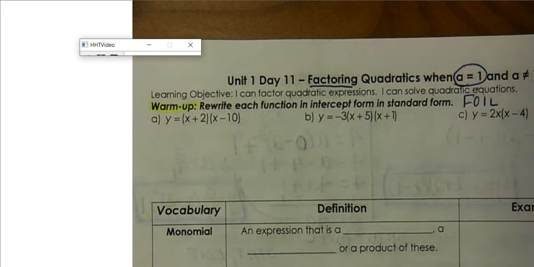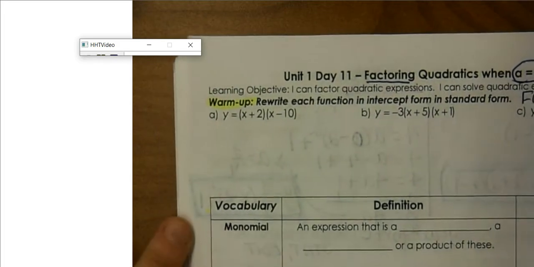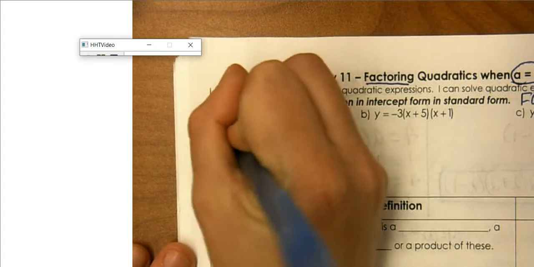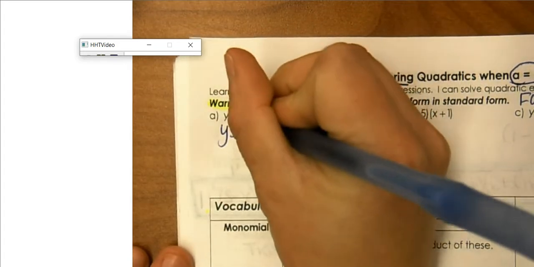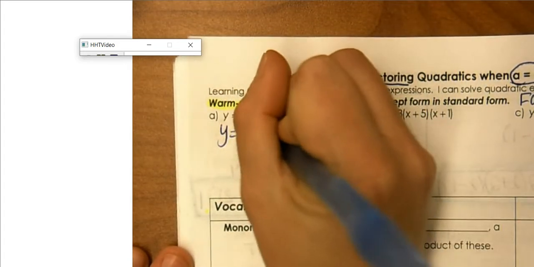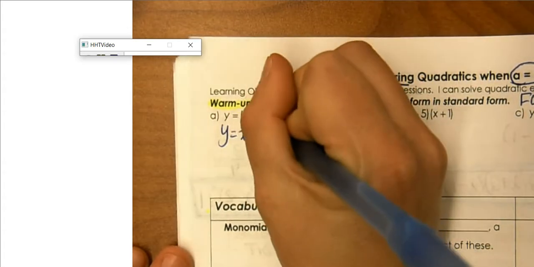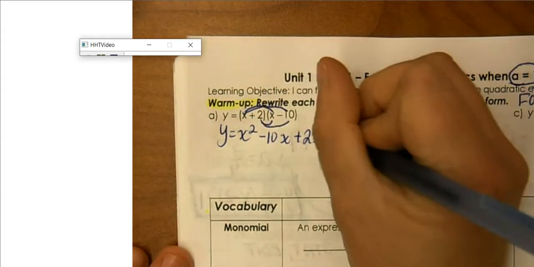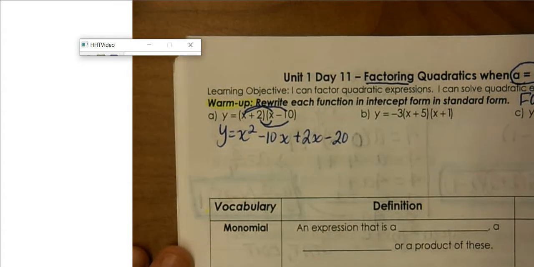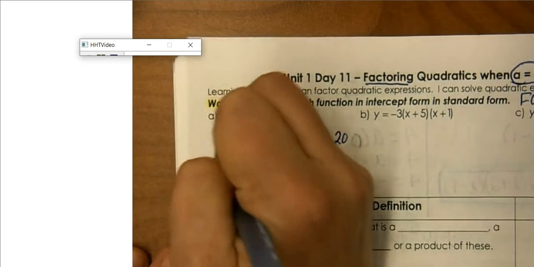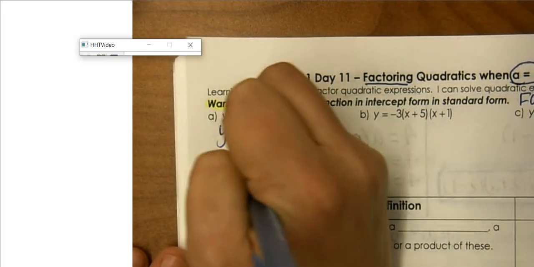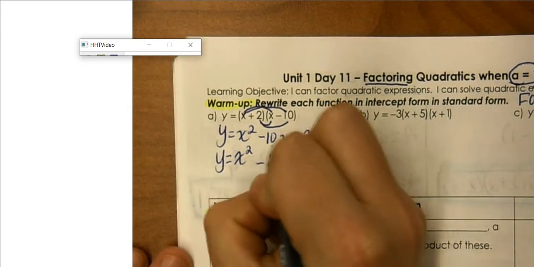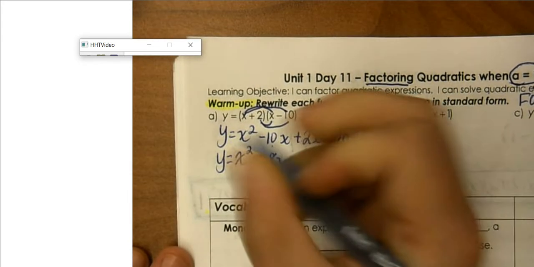All right, let's go ahead and look at letter A. In letter A, I'm going to multiply x times x to get x squared. Then I'm going to multiply x times negative 10 to get minus 10x. Then I'm going to multiply 2 times x to get plus 2x. And finally, 2 times negative 10 to get negative 20. When you combine your like terms, you're going to end up with y equals x squared, negative 10x plus 2x is minus 8x, and then minus 20.